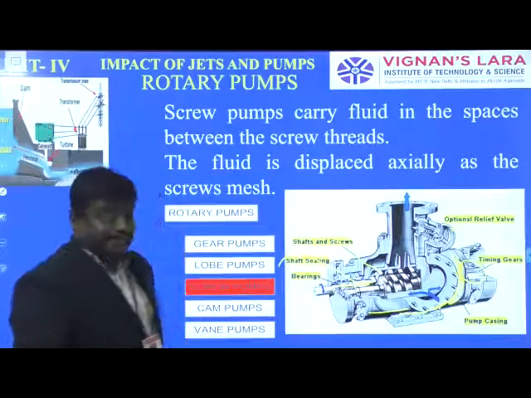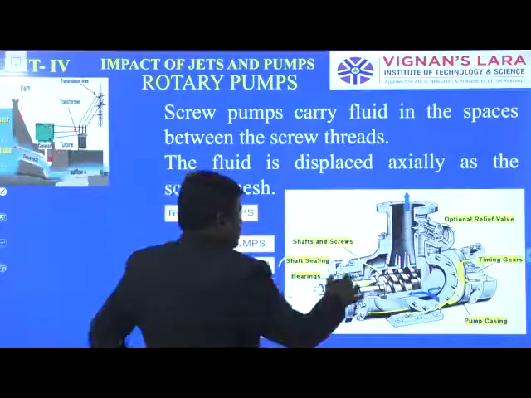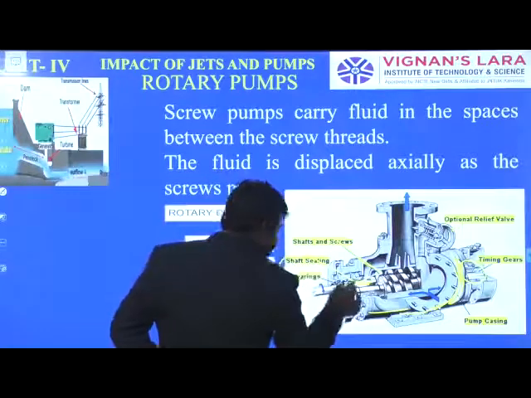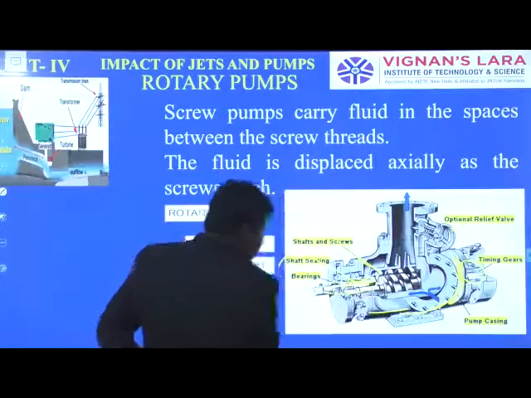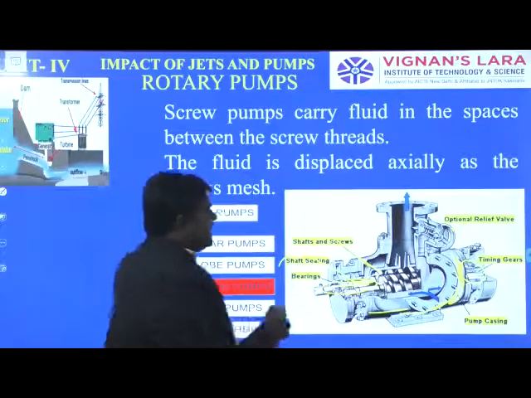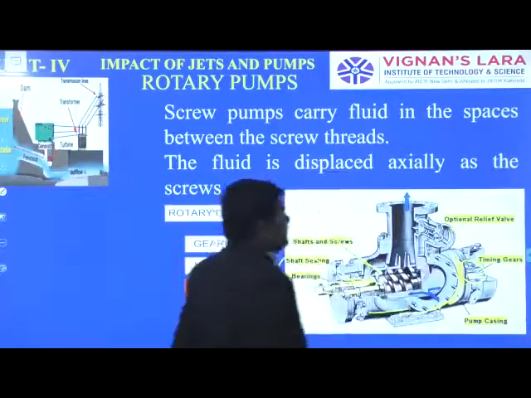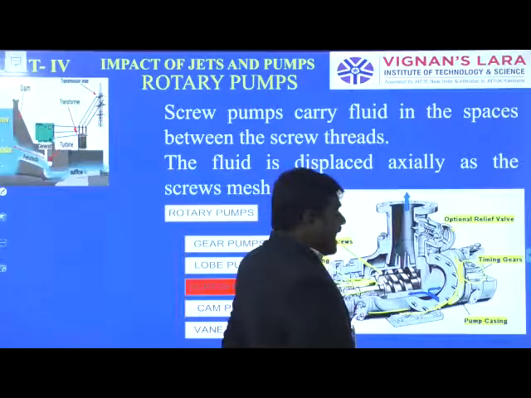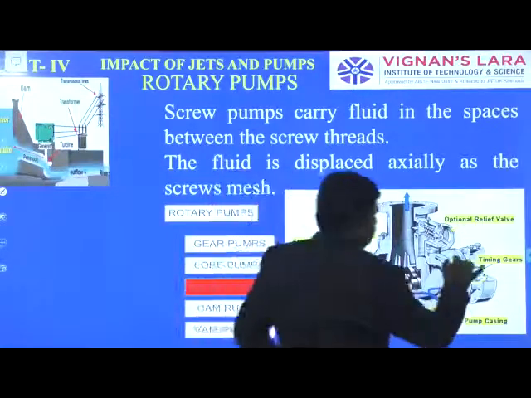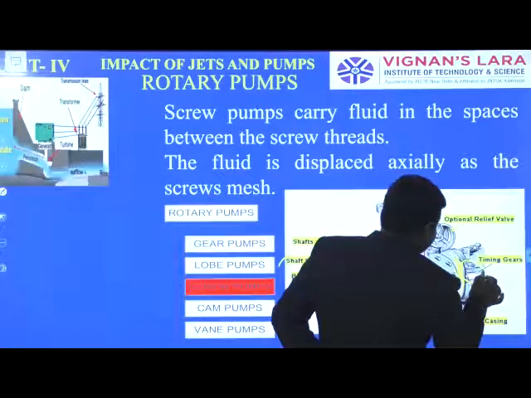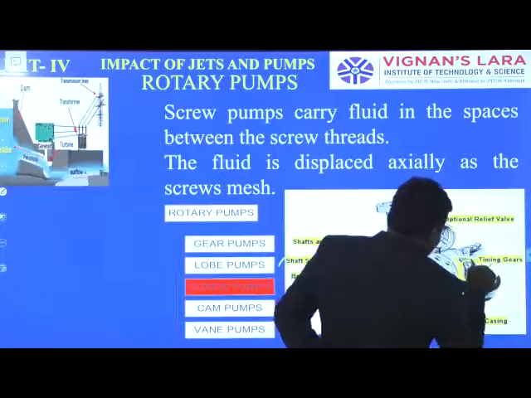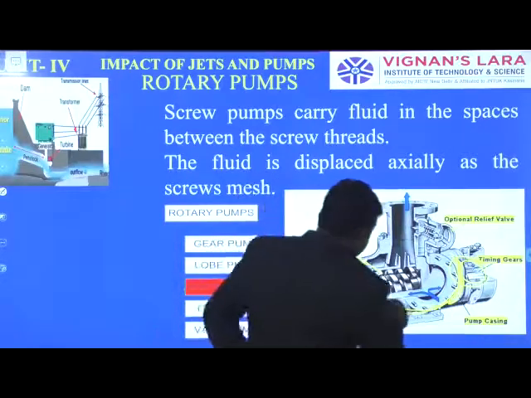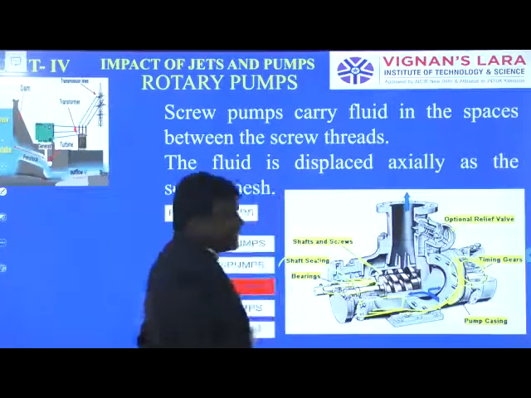So once again I repeat it. This is the shaft and screws. Then the shaft sealing. This is the bearings. This belongs to bearing and optional relief valves. Here two types of valves will be there, that is, one is the inlet valve and the second one is the optional relief valve like an exhaust valve. So this is the timing gears. This part belongs to timing gear and this is the casting. So pump casting. These are all the pump casting. Is it clear?